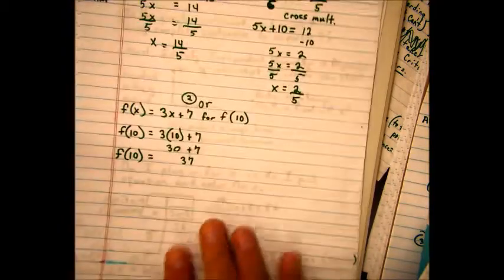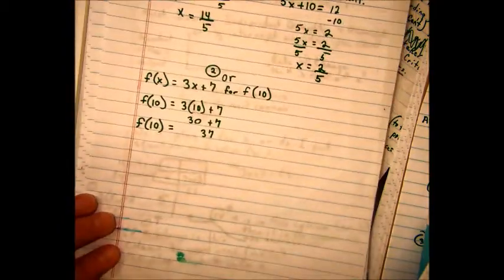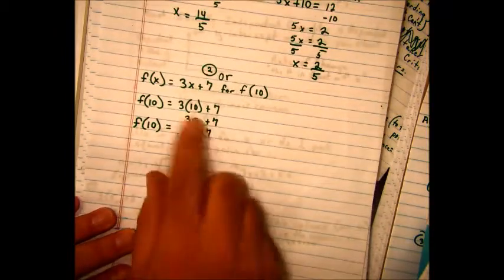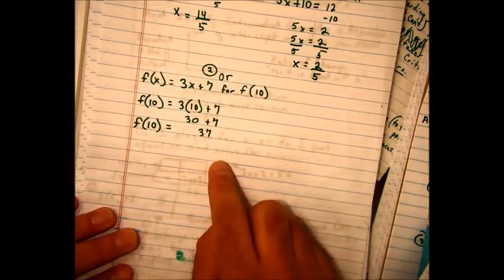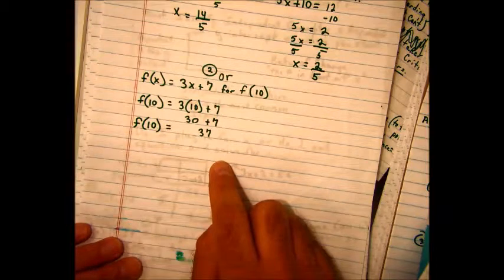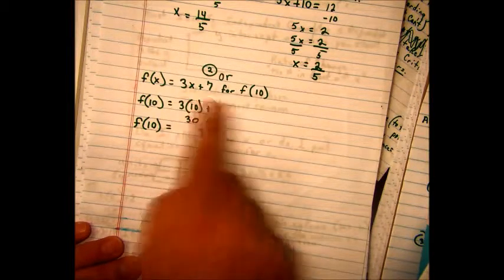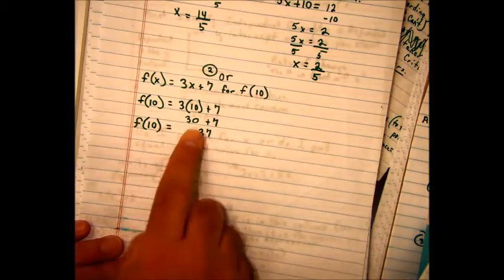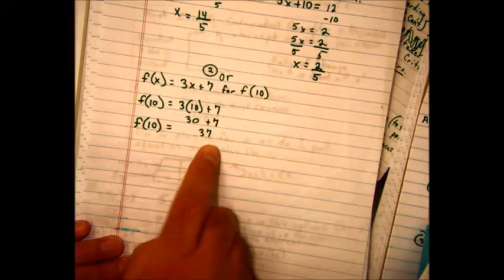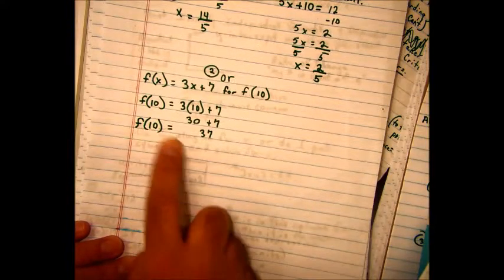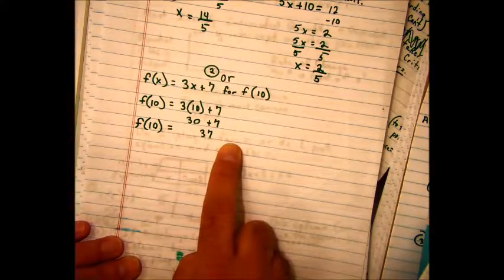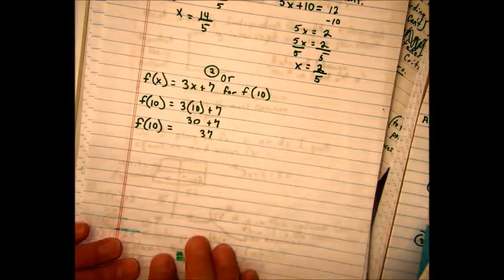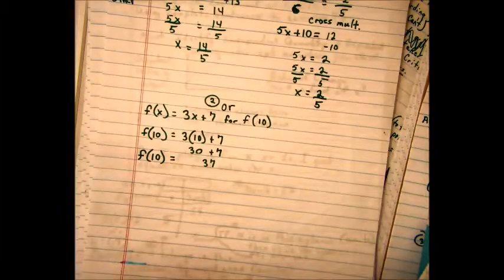Okay. Last but not least, we're talking about the f of x problems. And they say for this, f of 10, which means you put 10 in, 3 times 10 is 30, plus 7 is 37. So the f of 10 equals 37. Alright, and that is a quick, brief review over problem solving and 2-1.